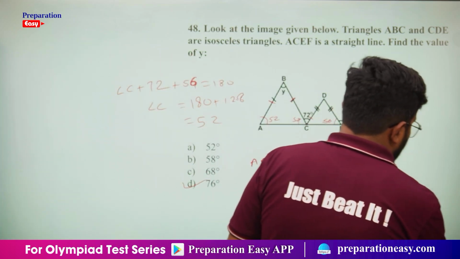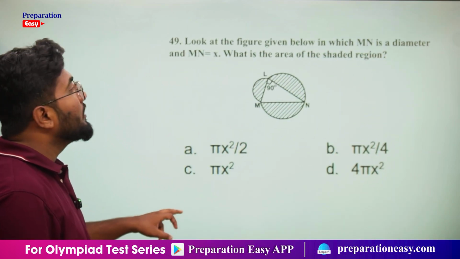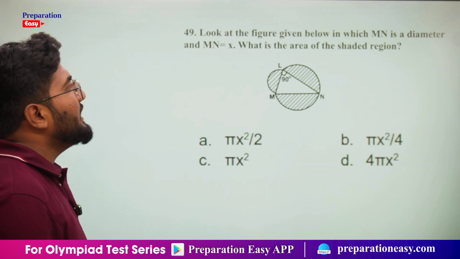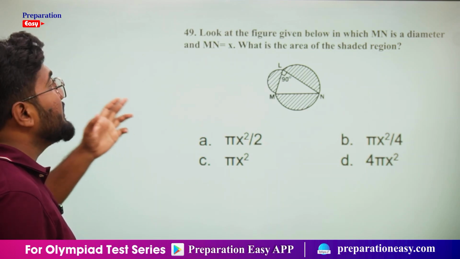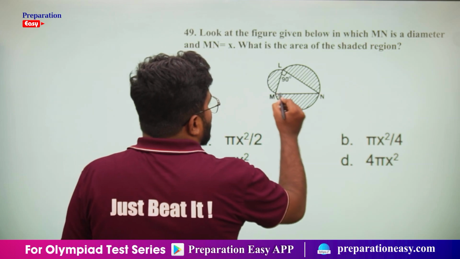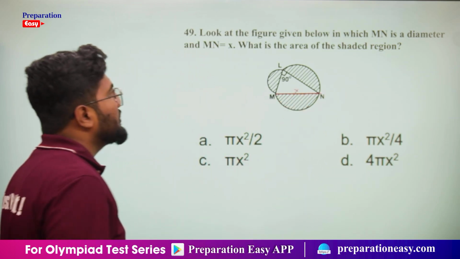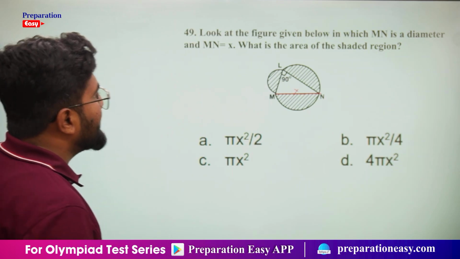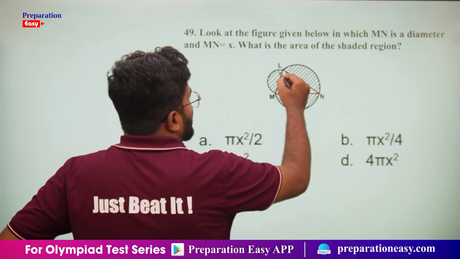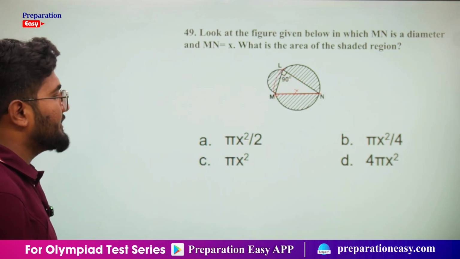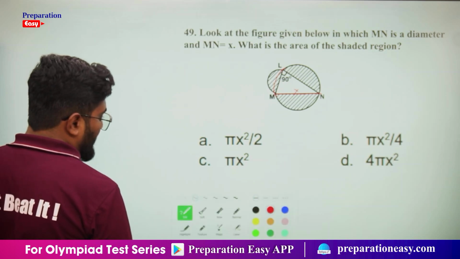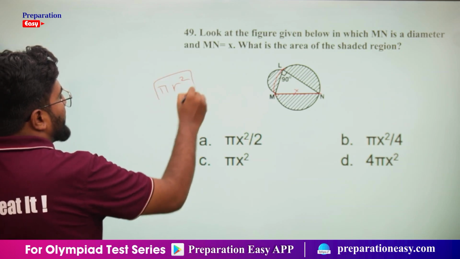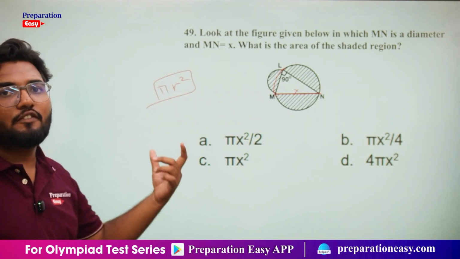Okay, next question, question number 49. Look at the figure given below in which MN is a diameter and MN is equal to x. What is the area of the shaded region? What is the total area of the circle? The total area of the circle is pi r square.